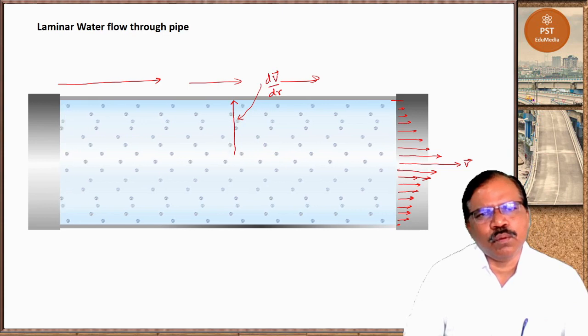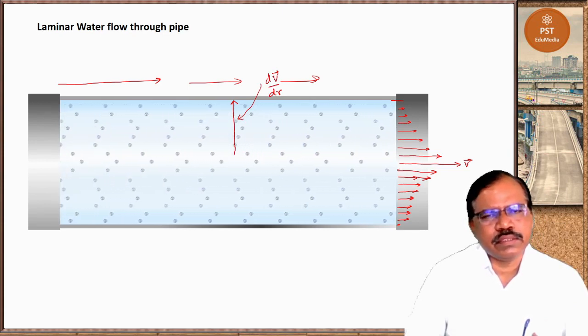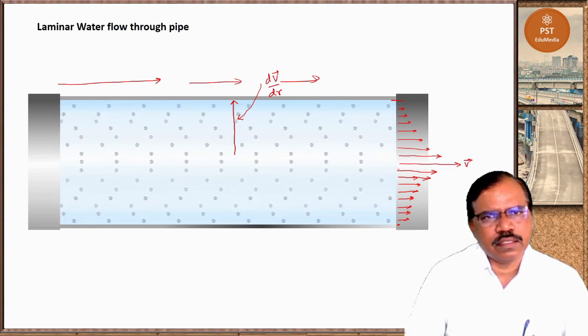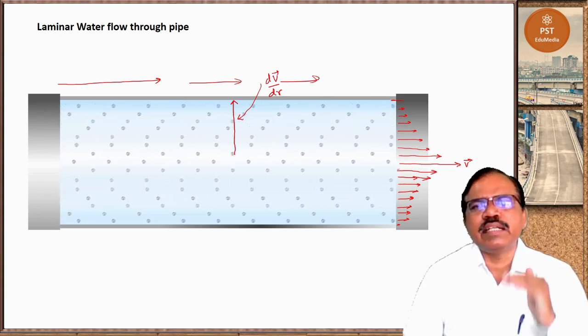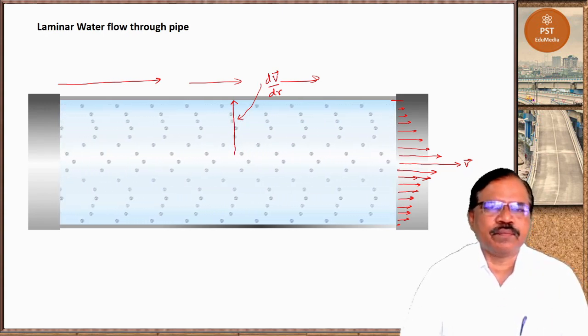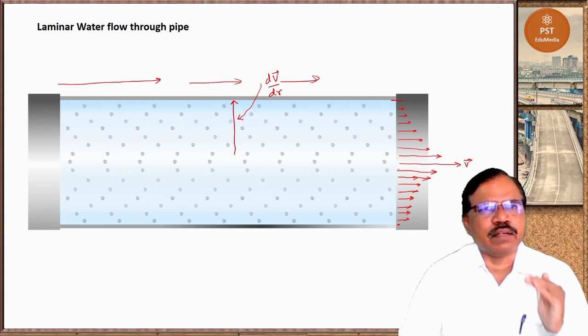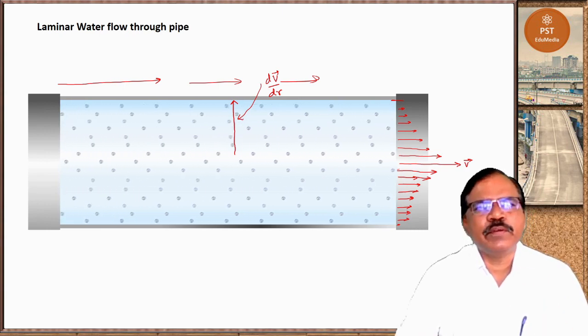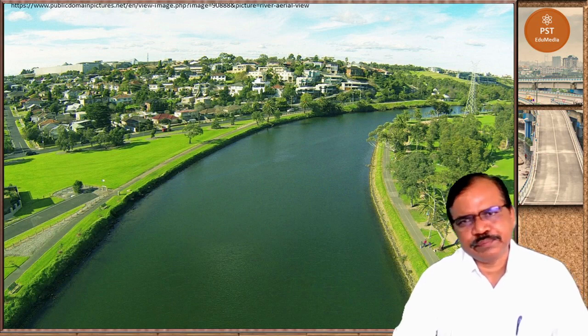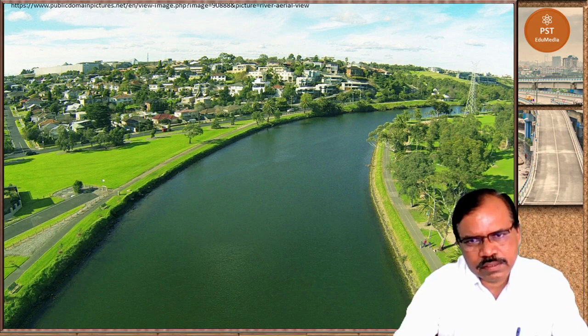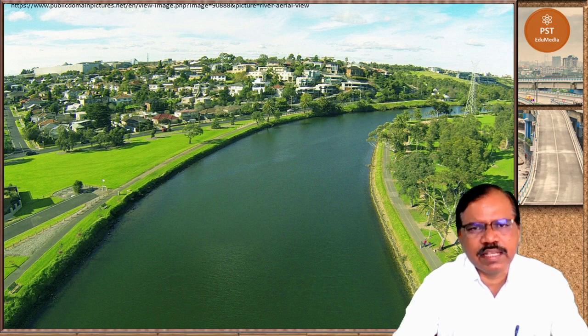So this flow, means the velocity vector, it is a non-uniform vector field. Non-uniform vector field. If we see another example, so this is a river, and the river is flowing in such a way that the flow is, suppose, streamline flow.